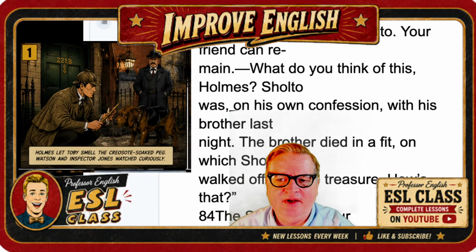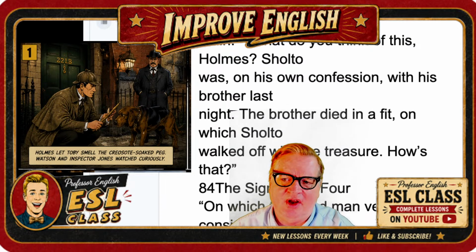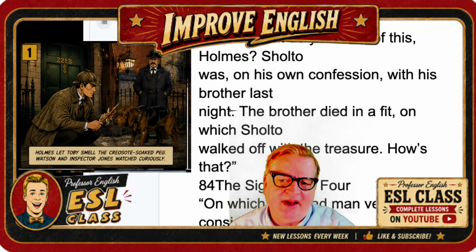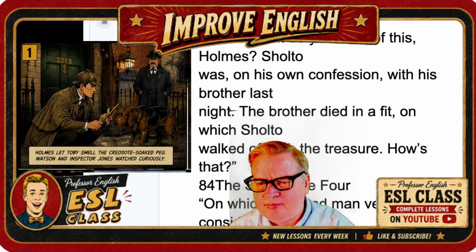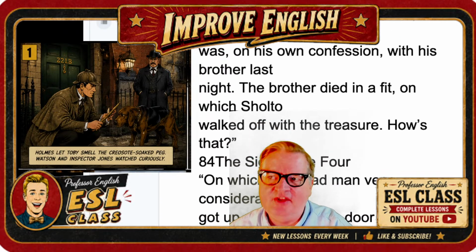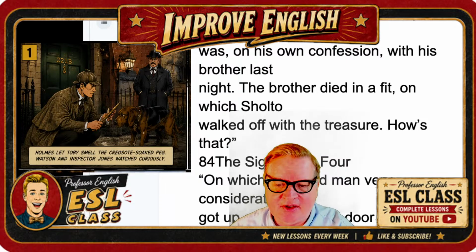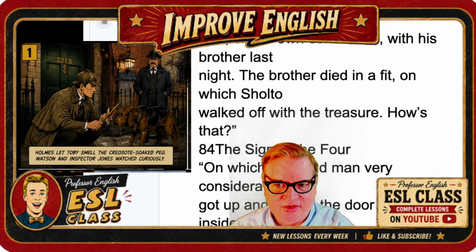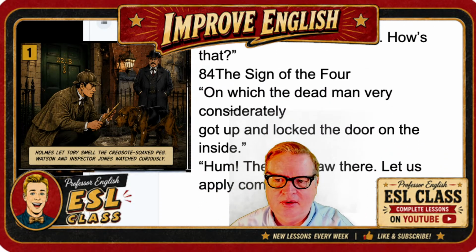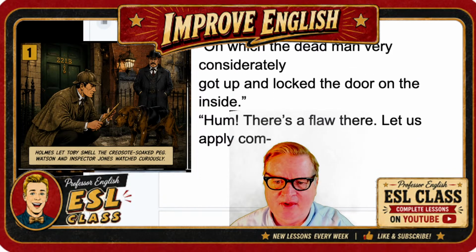Sholto was on his own confession with his brother last night. The brother died in a fit, so maybe the brother had a heart attack. On which Sholto walked off with the treasure. So he thinks the brother just happened to die of a heart attack, and then his brother went and took the treasure and hid it somewhere. How's that? On which the dead man very considerately got up and locked the door on the inside.